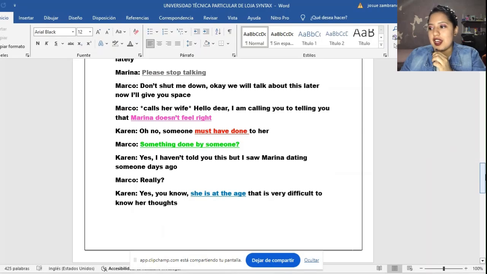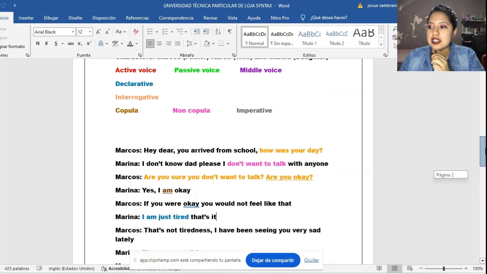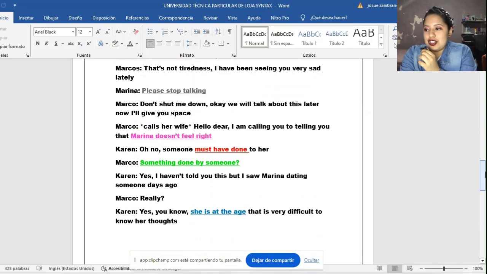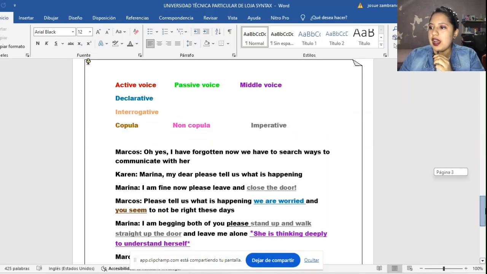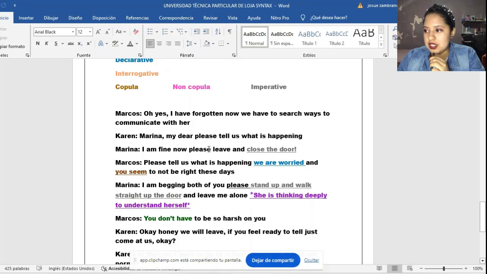Karen: "Yes, she is at the age." "She is at the age" is a declarative because Karen is stating that she is at the age where it is very difficult to know her thoughts. Here we have another imperative. "Close the door." It's an imperative. Close the door. It's giving an indication, a command.